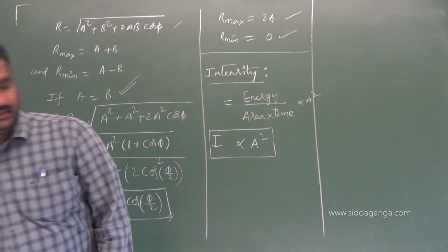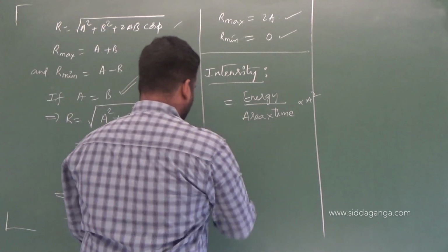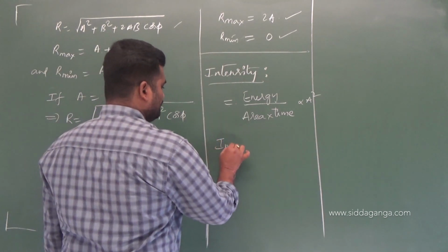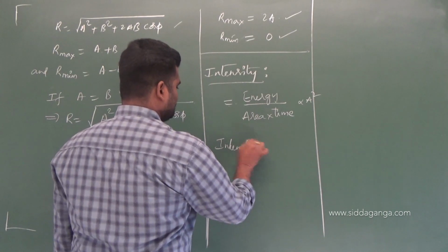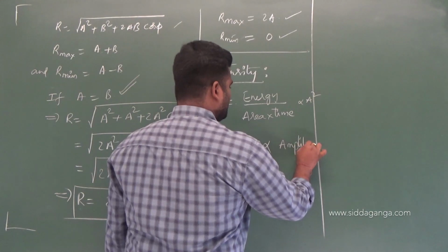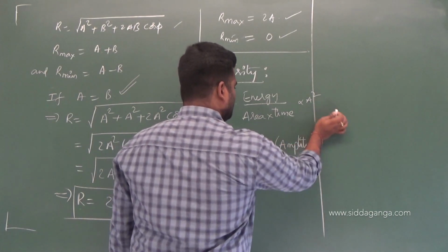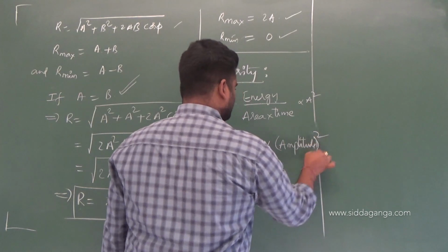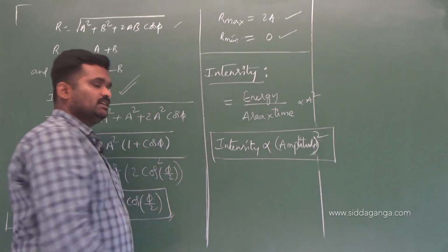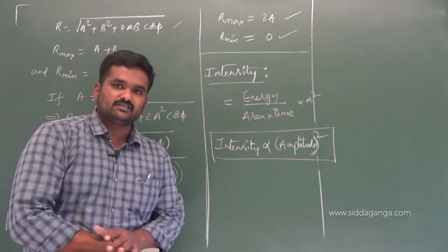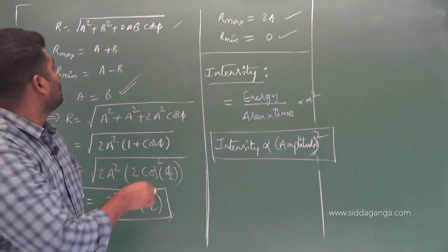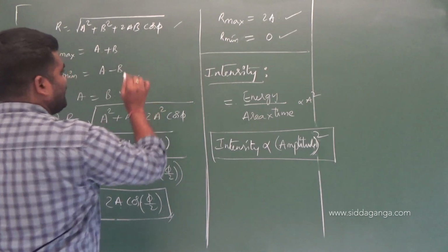Or if I write in a sentence, I will mention the intensity of a given wave is directly proportional to the square of amplitude. Intensity is directly proportional to what? Amplitude square. Remember this point. Intensity is directly proportional to the square of amplitude. For solving problems related to intensity in the interference concept, this relation will help you a lot. Now I will say two waves which have the amplitudes A and B, as earlier, you know.